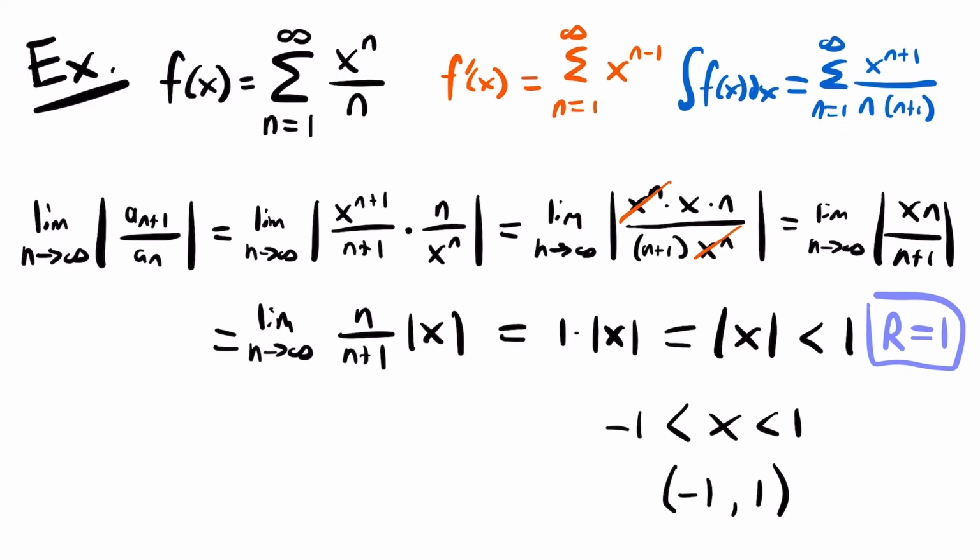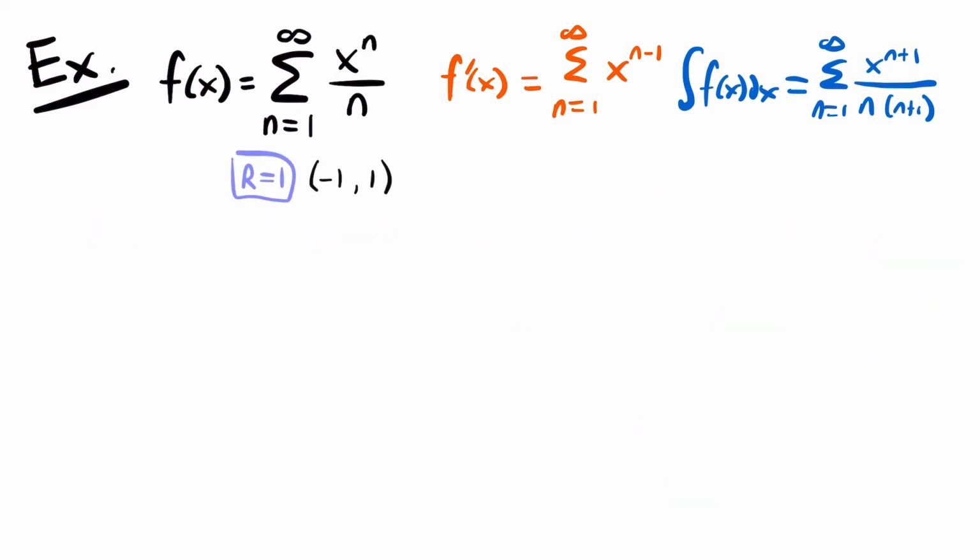And so let's start with the derivative. Okay, so we're going to use the ratio test again. We're going to look at the limit as n approaches infinity of the absolute value of a sub n plus 1 divided by a sub n, this time for the first derivative.